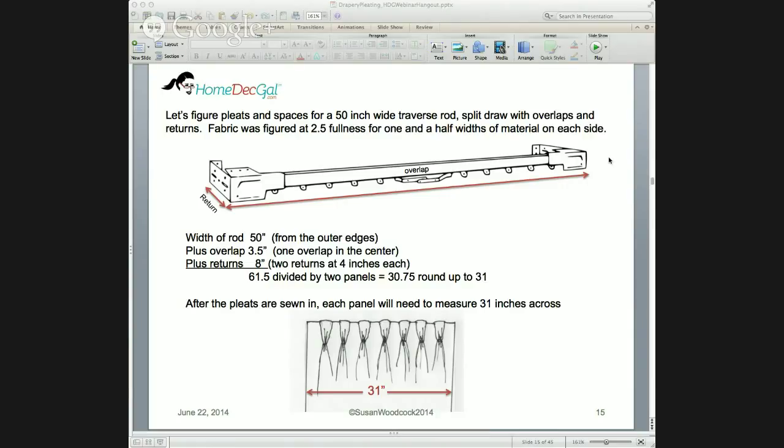So if I didn't know that, I would figure at least 3 times fullness if I just had a window size, just to accommodate for that. But most often when you're measuring, you already have an idea of what type of hardware you're going to use and where it's going to be placed.